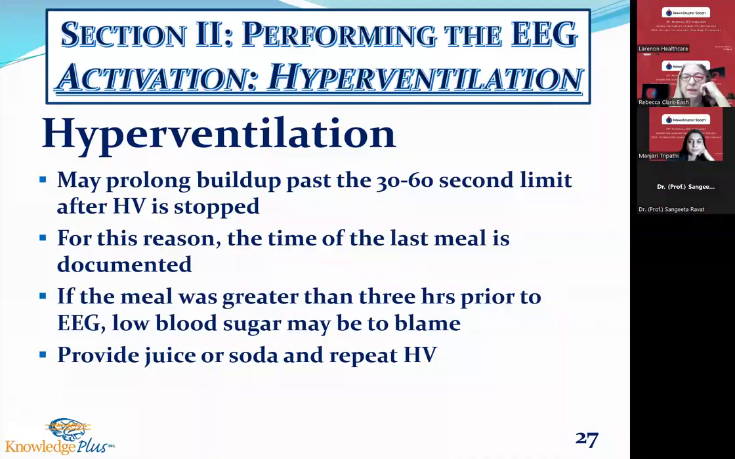Now, if they didn't have a meal and they had prolonged buildup, we kept little cans of orange juice in our refrigerator and we just gave them a juice. We'd comment on the EEG and then we'd wait for them to sleep. And at the end of their recording, we'd hyperventilate again to see if we still had prolonged buildup response.